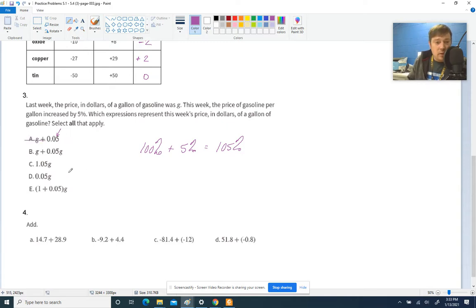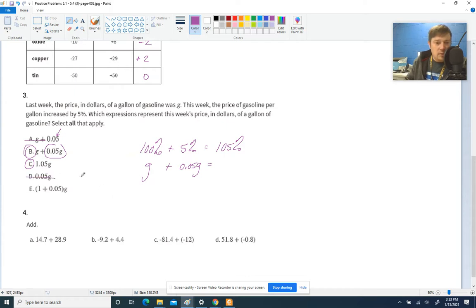All right, this one's okay because G is 100% of itself. This is like G. And then 5% of G would look like this mathematically because you would multiply 0.05 times G to find it. And that would equal what we're looking for. So B is a good choice. What would happen if you add 100 plus 5? Well, you get 105, which is why this one is a good choice.